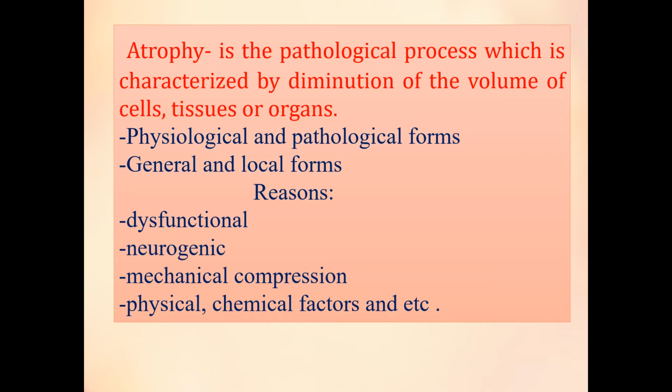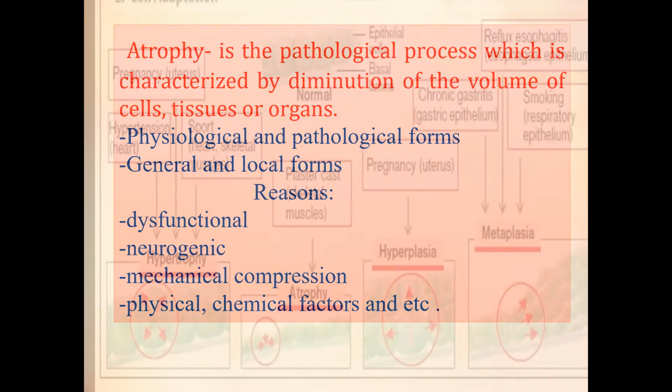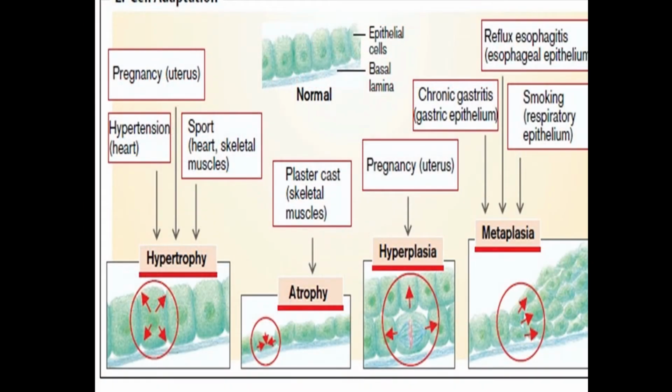Some hormonal drugs, for example, hydrocortisone, may lead to the atrophy of the endocrine glands, such as the adrenal cortex. And now, hyperbiotic processes. In this slide, you see some of them: hypertrophy, hyperplasia, metaplasia. At first, we will discuss the types of hypertrophy.